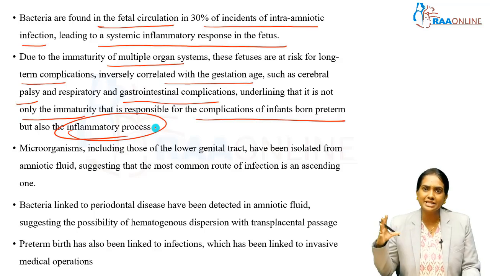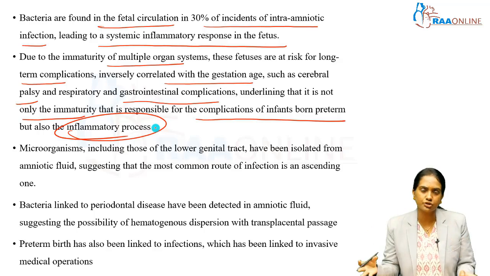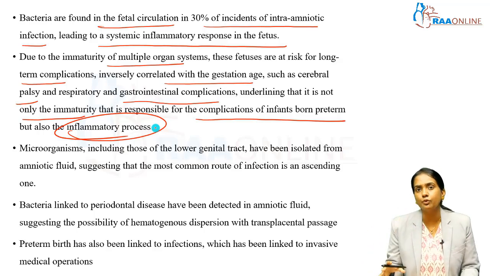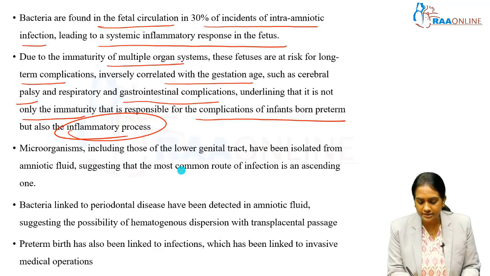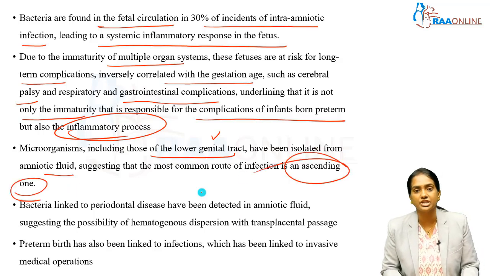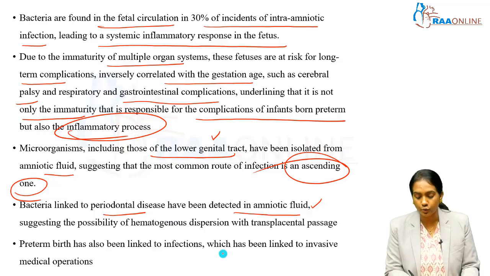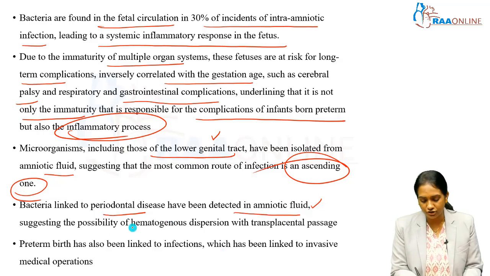Previously it was thought that this was because of the immaturity, because of the preterm labor leading to immaturity of the fetus. Now it has been proved that the inflammation which occurs as a result of infection can also affect the babies, leading to complications. Microorganisms, including those of the lower genital tract, have been isolated from the amniotic fluid, suggesting the most common route of infection is always an ascending one from the vaginal flora. Bacteria linked to periodontal diseases have been detected in amniotic fluid, suggesting the possibility of hematogenous dispersion.